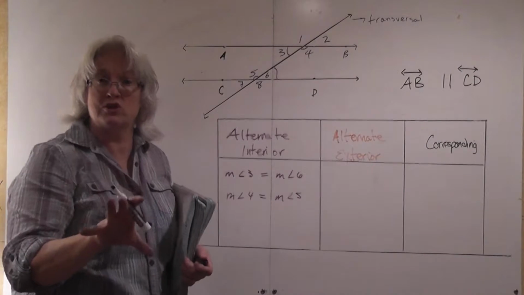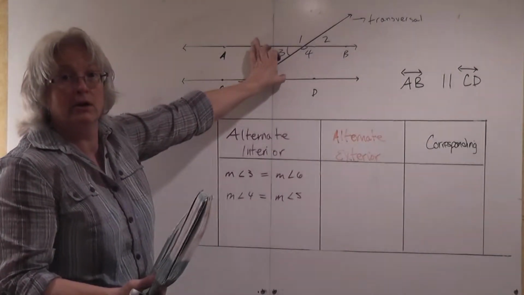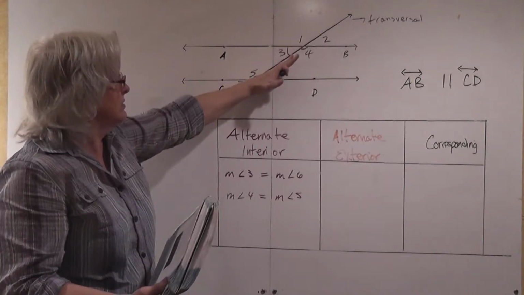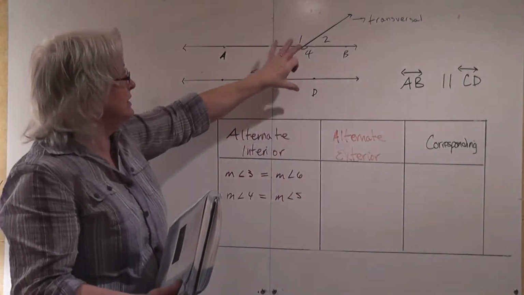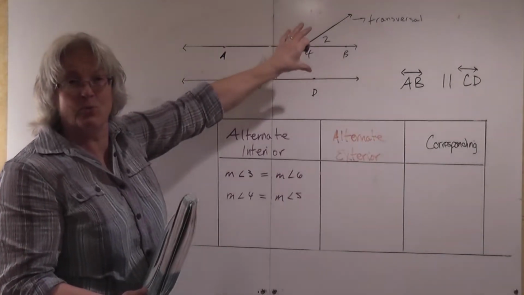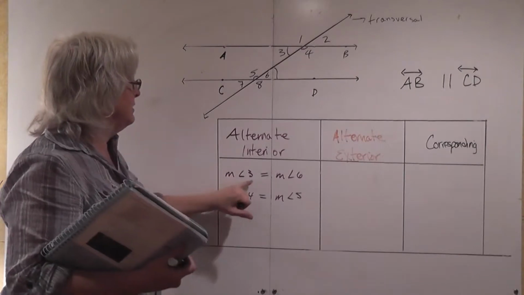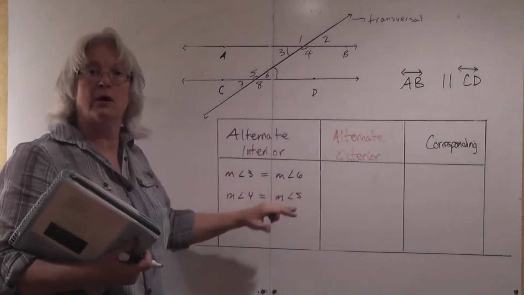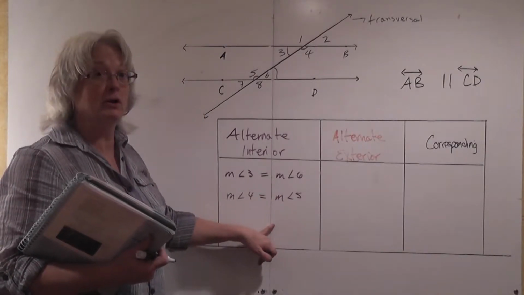So the definition that you have to know here, you have to understand alternate angles. They're on the opposite side of the bisecting line. And you have to understand interior, that they're the angles within the railroad tracks, if you will. And you need to know that the measures of alternate interior angles are identical. So that's going to help you.